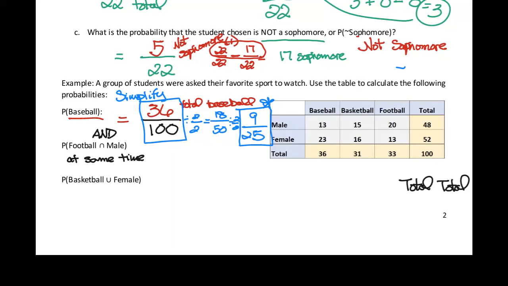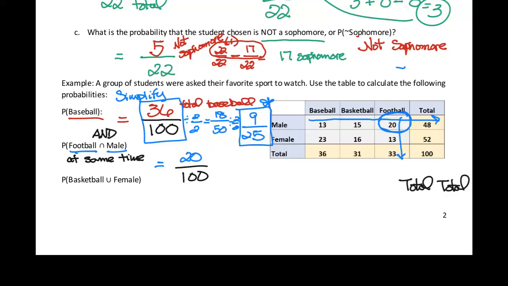Okay? So I look for football, which is in this column, and I want to look at males, which is this row. You might remember the "and" is called an intersection. Okay, intersection. Well, where do they intersect? Right here, at the intersection of males and football. So this means my numerator is going to be 20 out of, how many were surveyed altogether? 100.